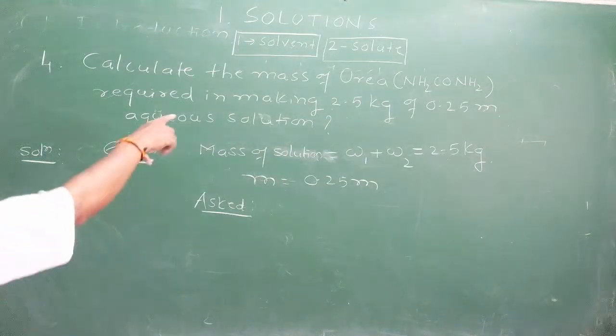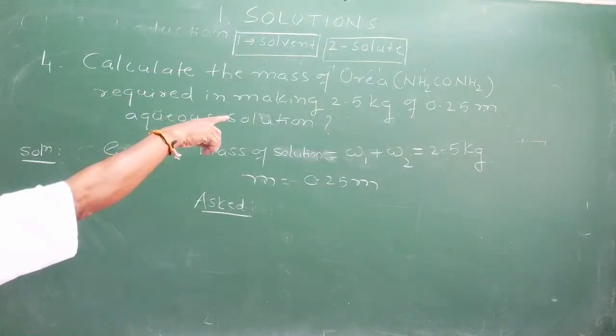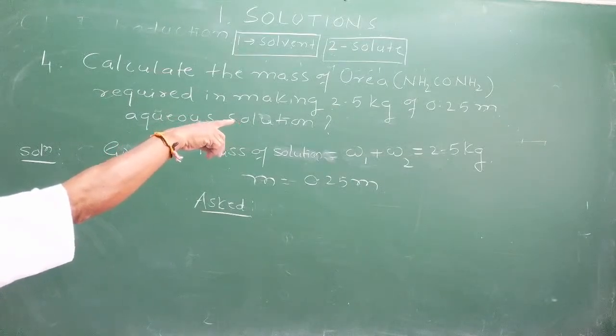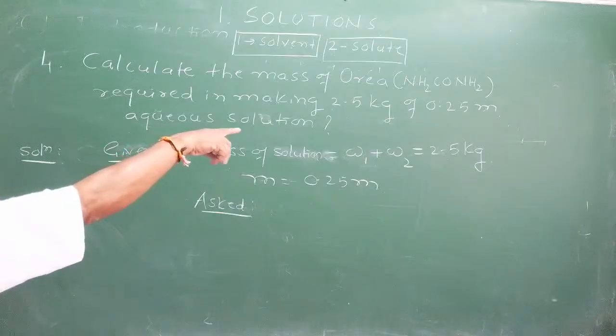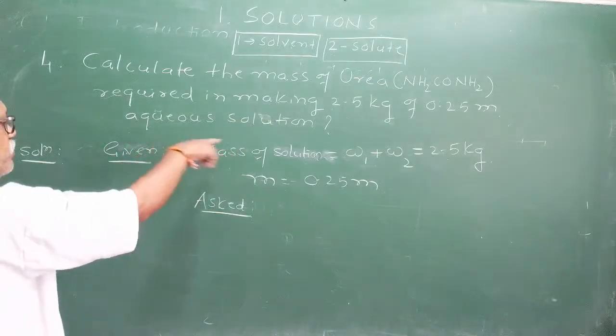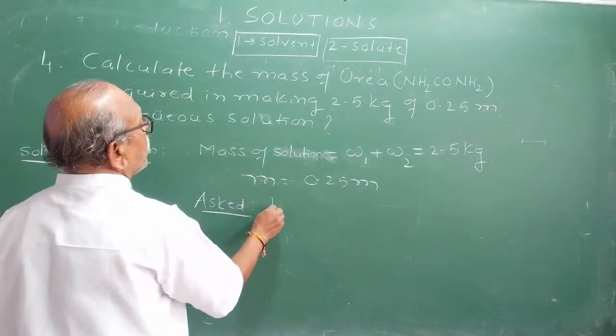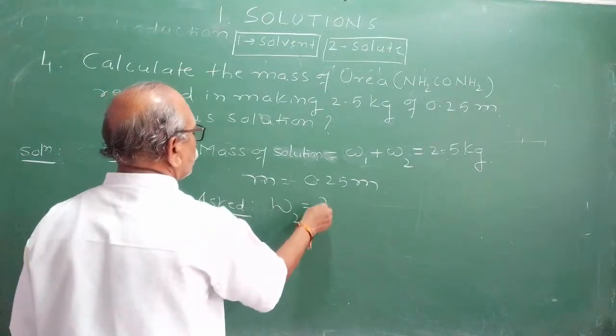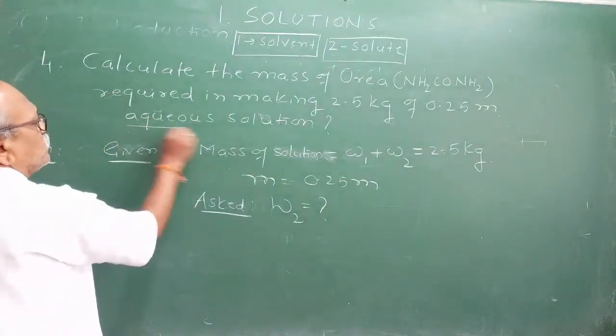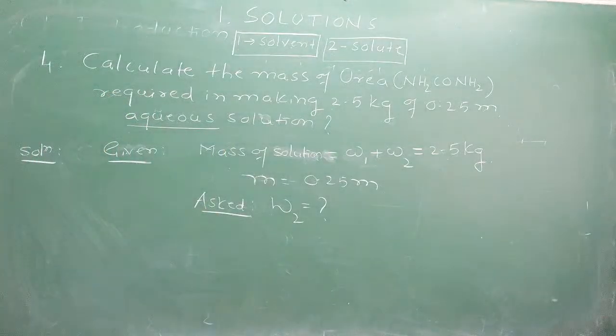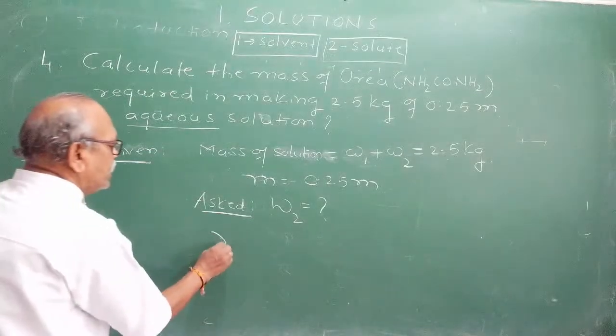Okay. Calculate the mass of urea required in making 2.5 kg of a 0.25 m aqueous solution. You are asked to get mass of urea. Urea means W2, question mark. Aqueous solution means it is present in water. Are you getting me?